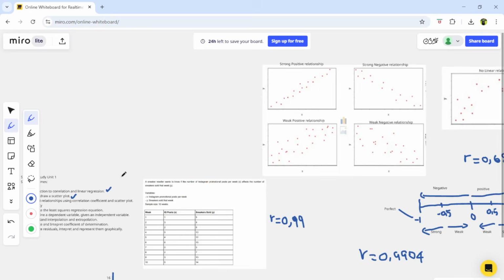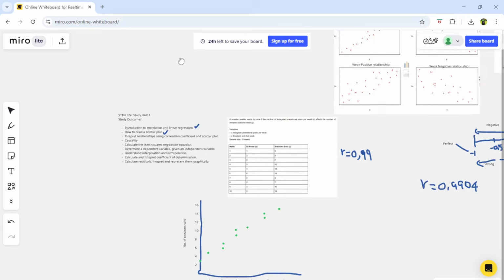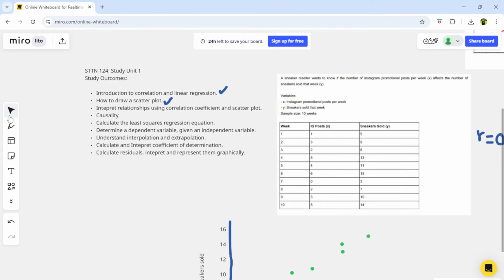So we're going to move on to the next parts of our study outcomes. I think this actually makes sense for now. All right. So now the next part is causality. So what does causality mean?